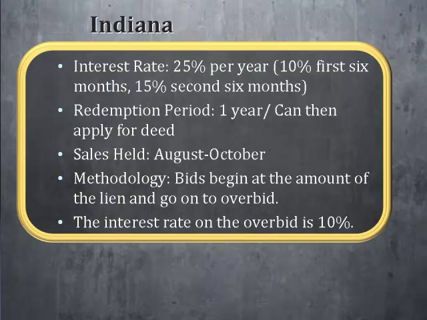Indiana has a couple of things. It's got the redemption period of a year. You've got this high interest rate of 25%, right? And the interest rate on the overbid is 10%.